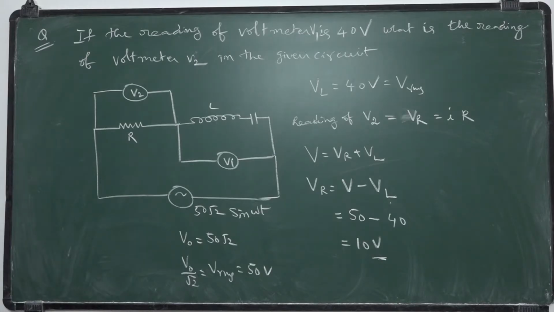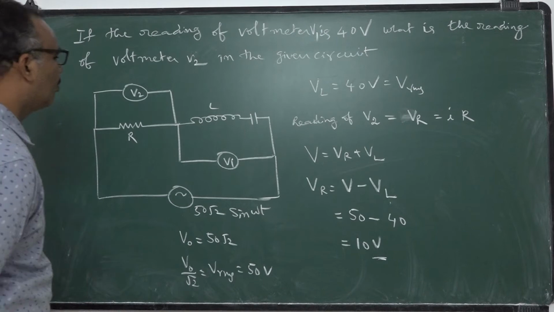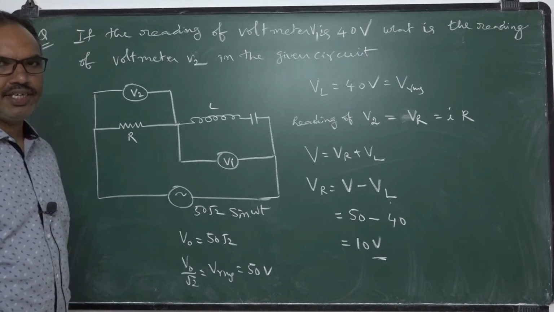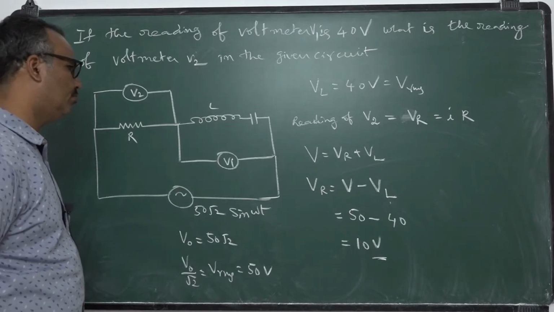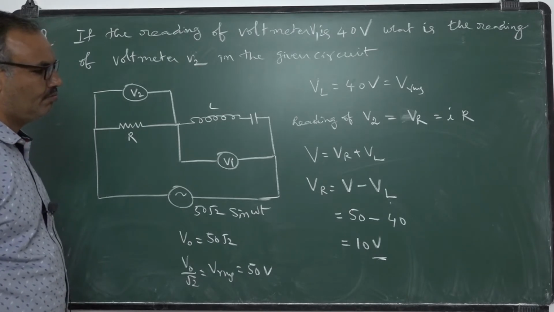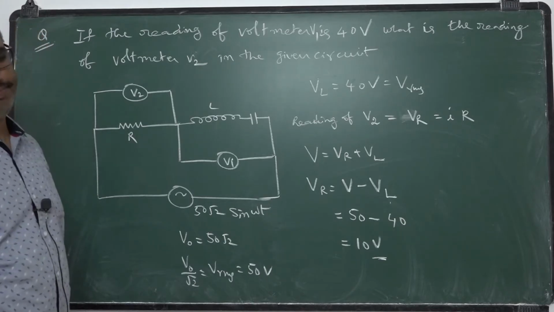But it is wrong. Why? Voltage across the inductor and voltage across the applied source will not be in the same phase. Voltage across inductor leads by an angle pi by 2. Hence, we should not follow this procedure.